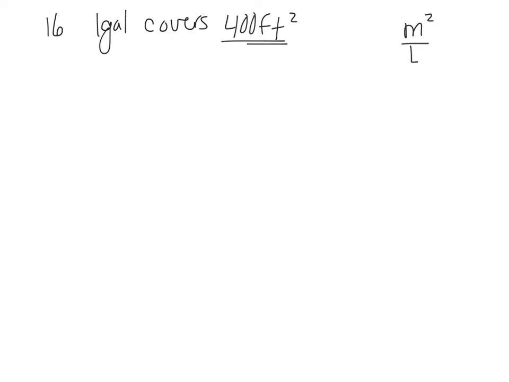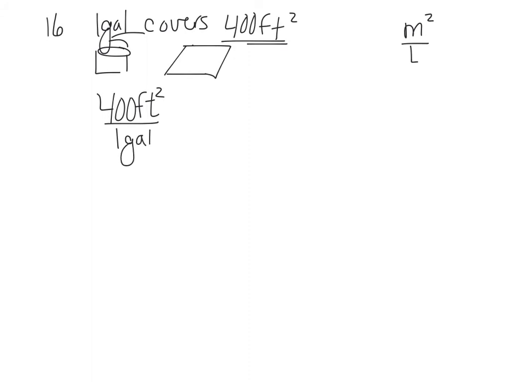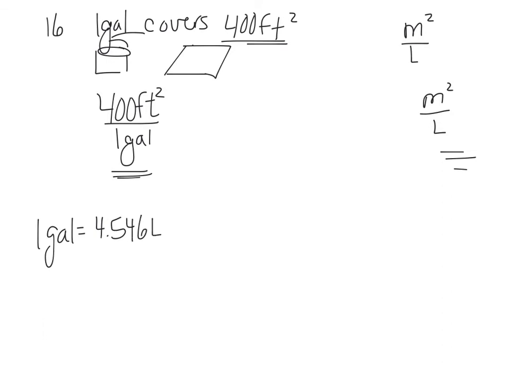What that means is, if you had a gallon of paint and you were to paint with it, you would paint an area that's 400 square feet. So we can write this as 400 feet squared per 1 gallon. And we want to get to meters squared per liter. This is a straight conversion. It says express this quantity in these new units. That's what the question asks. And it also says 1 gallon is equal to 4.546 liters, which we know now from many of the other problems.